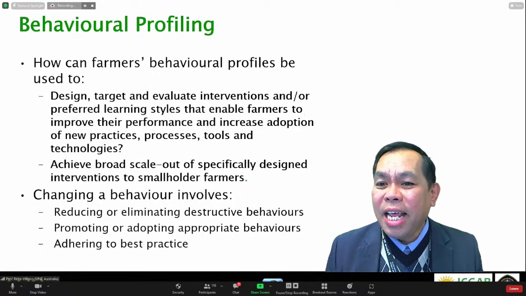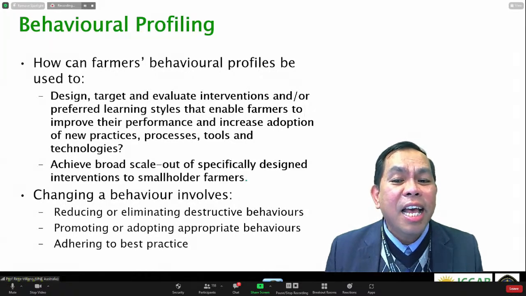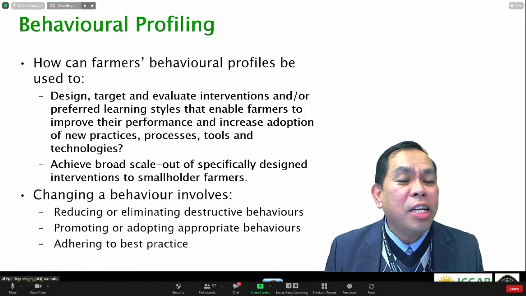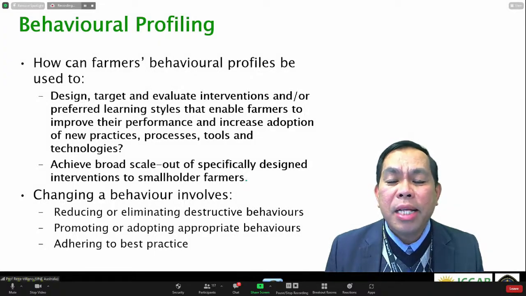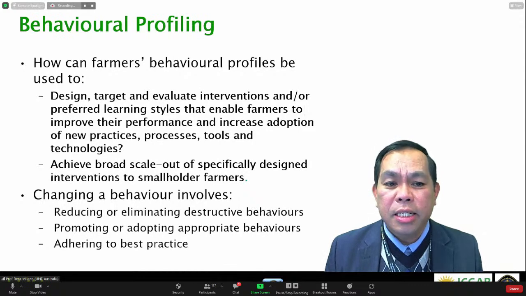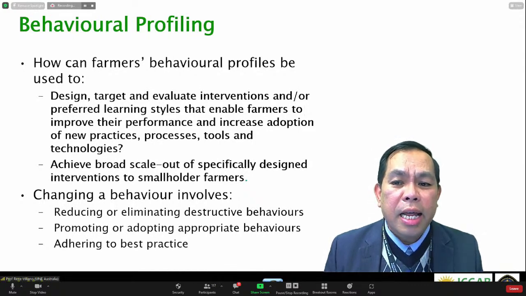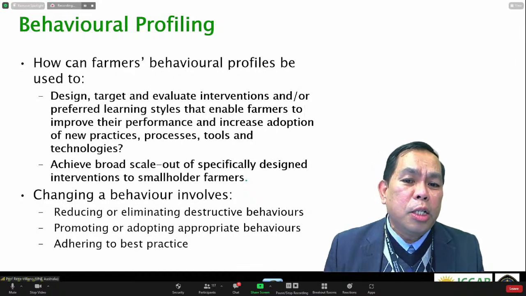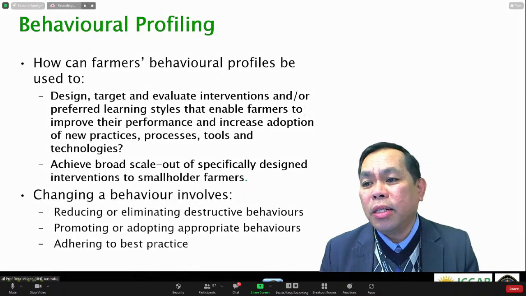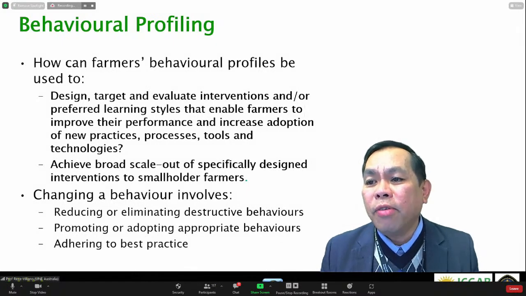Essentially, this profiling is used in order to design, target, and evaluate interventions or preferred learning styles that will enable farmers to improve their performance and increase adoption of technologies, processes, and tools. And of course, to achieve a broad scale of specifically designed interventions that are targeted towards smallholder farmers.